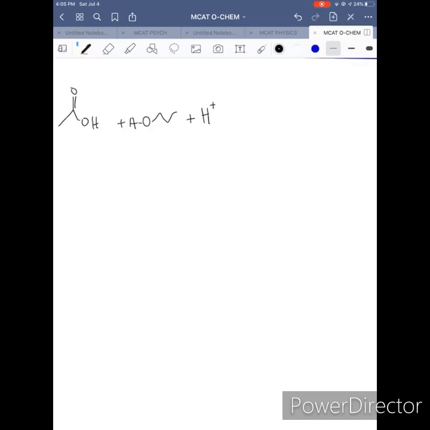Before I show the mechanism, I'm just going to go ahead and show the product that I expect. This is the product that I expect. This is called an ester, right? And I'm using a carboxylic acid and an alcohol and an acid to start this mechanism.